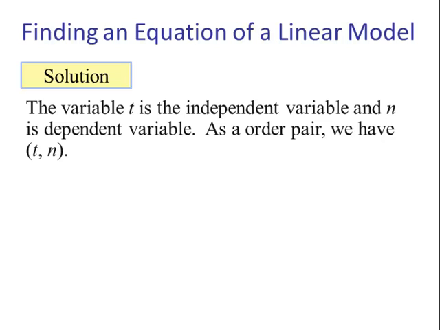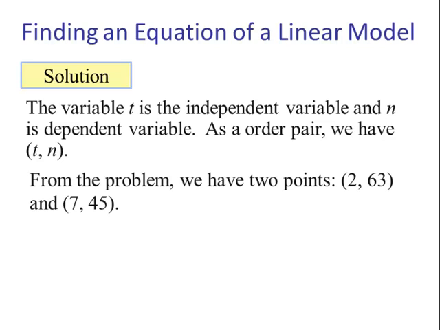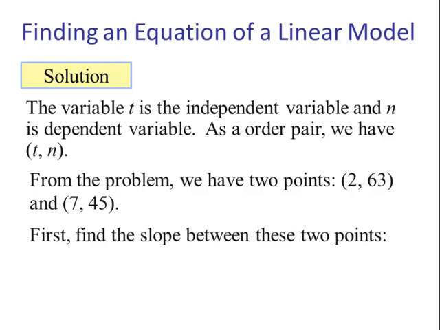Solution: the variable t is the independent variable and n is the dependent variable. As an ordered pair, we have (t, n). From the problem, we have 2 points: (2, 63), and the second point, (7, 45). We first want to find the slope between these 2 points. The slope is the difference of the y's over the difference of the x's, and we end up with negative 18 over 5, which becomes negative 3.6.